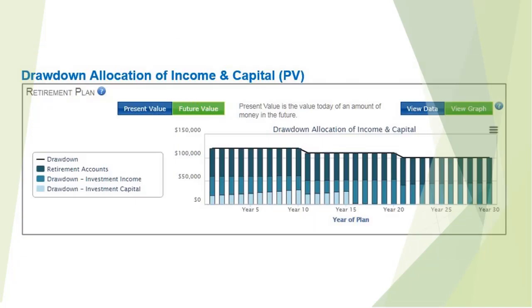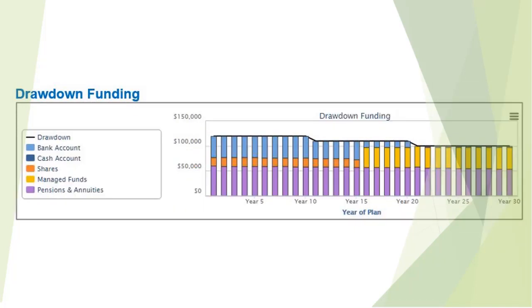In the retirement plan, you can elect to use either present or future values. For this exercise, present values will be used. On the top graph, the income streams are divided into retirement account drawdown, investment income and investment capital. In this section, the graph displays the funds which have been used to create the retirement income.